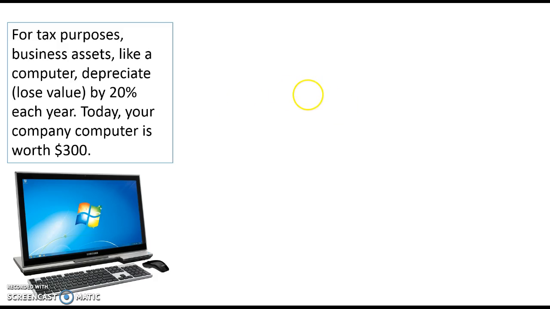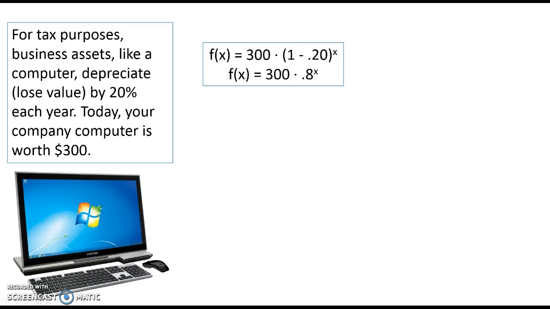Let's go ahead and write the function that goes with this scenario. So it'd be f of x equals what we have today, $300, times 1 minus 0.20 to the x. This 1 minus 0.20 is the value that the computer has, and we're depreciating, we're losing value, so we're taking away 20%. And you'll notice that we switched 20% into a decimal. If you want to simplify the inside of the parentheses, you would end up with the second version there. It's just a simplified version of the first. F of x equals 300 times 0.8 to the x.